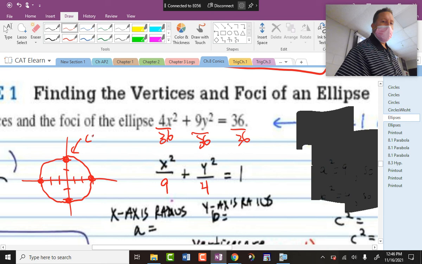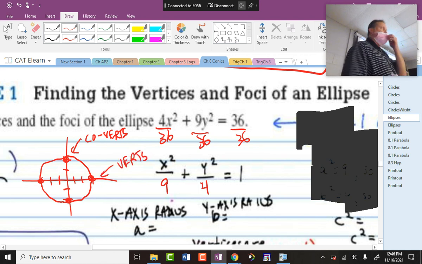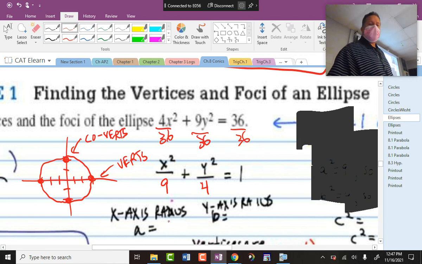Covert operation. And then these are called the vertices. Just for terms. I hope you know that that's vertices. I don't have the time to write all that. So our x-axis radius was 3, our y-axis radius was 2.